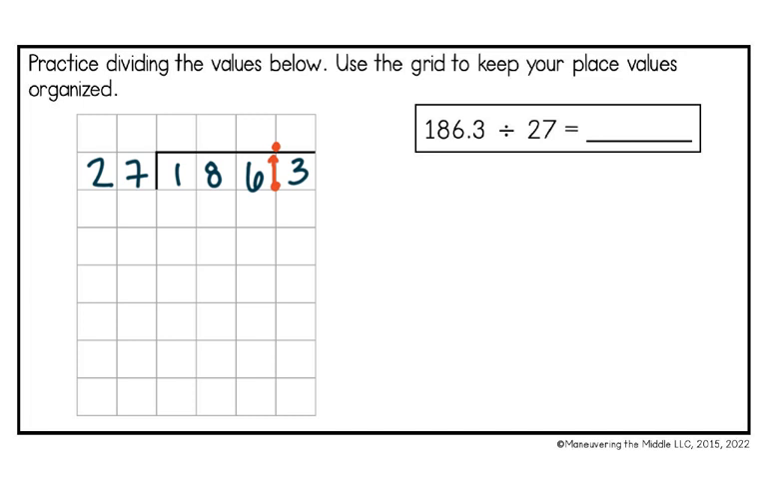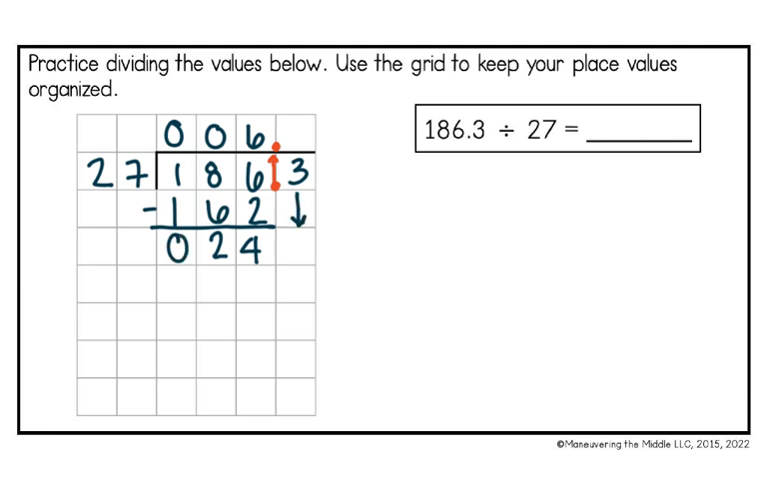So 27 cannot go into 1, so we're going to put 0. 27 can also not go into 18, so we're going to put 0. But 27 can go into 186, and it can go in 6 times. And 6 times 27 is 162. Now I'm going to go ahead and subtract. 6 minus 2 is 4. 8 minus 6 is 2. 1 minus 1 is 0.